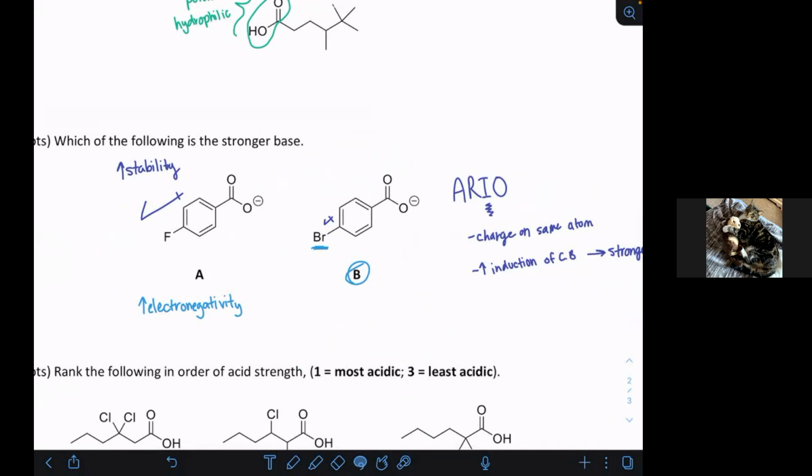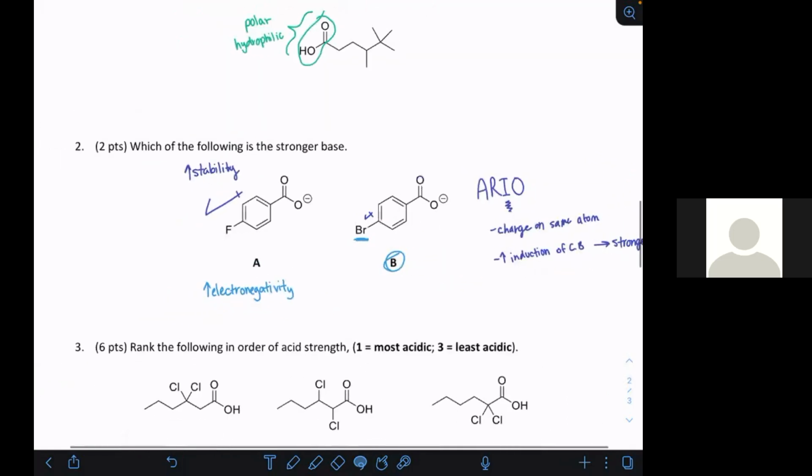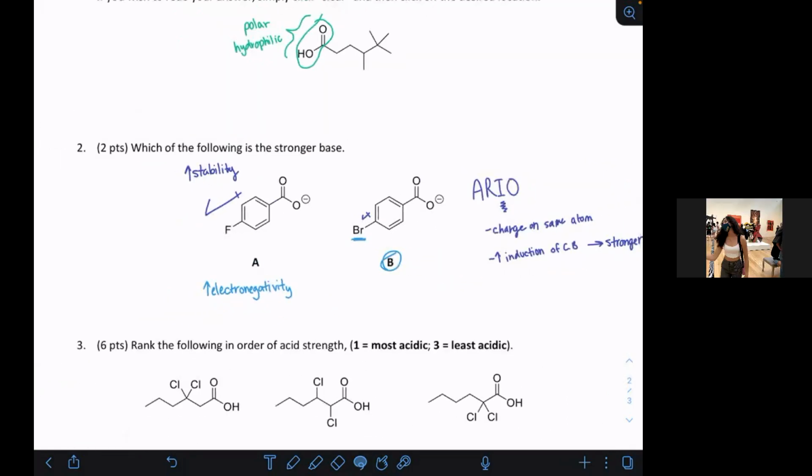For this one, I think it's because the F has a higher electronegativity, so it's withdrawing the negative charge from the oxygen more, and so it makes it more stable. Oh, right. Oh my gosh, I'm so sorry. Thank you, Natalie, because we're trying to find the stronger base. So A would be the stronger acid and the weaker conjugate base. Exactly. Okay, cool.